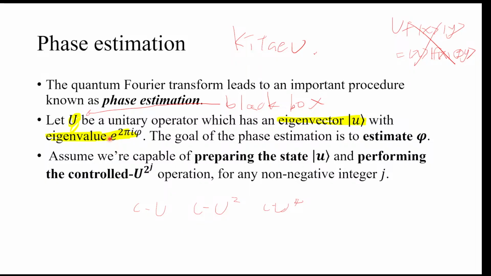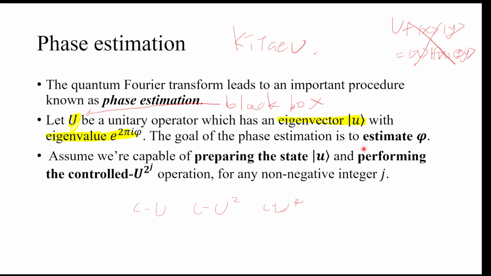The eigenvalue will be in the form of e to the 2 pi i phi, so your answer can either be the full eigenvalue, or you can just say some phi from 0 to 1. So this is phase estimation: given this unitary as a black box and also one copy of the eigenvector, find the eigenvalue e to the 2 pi i phi.